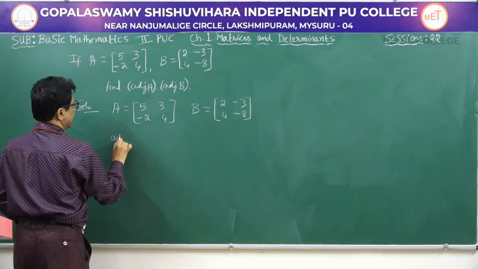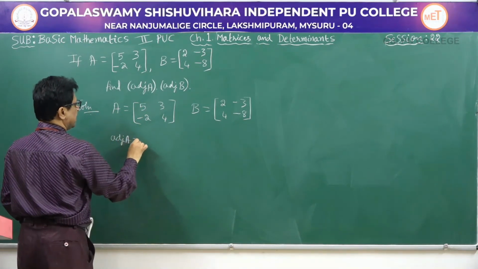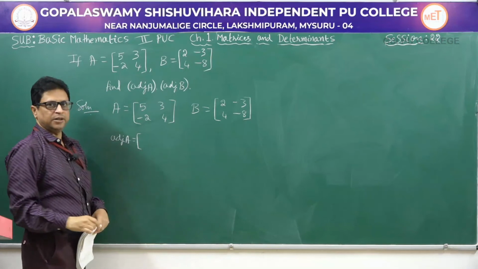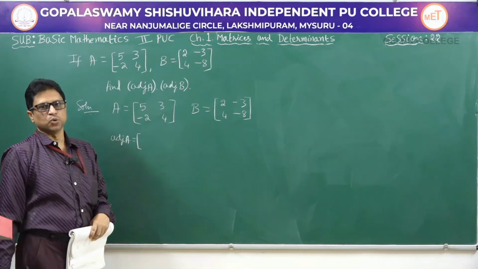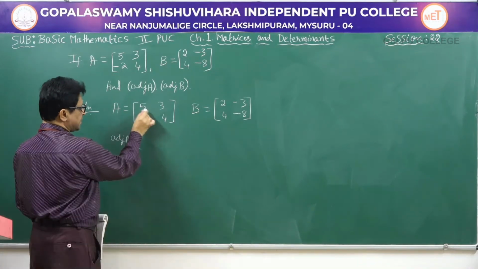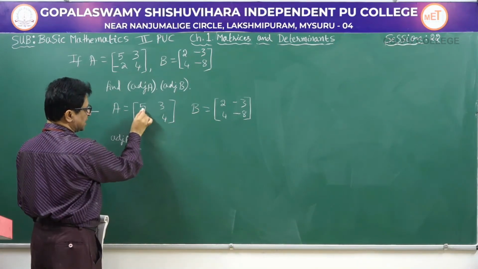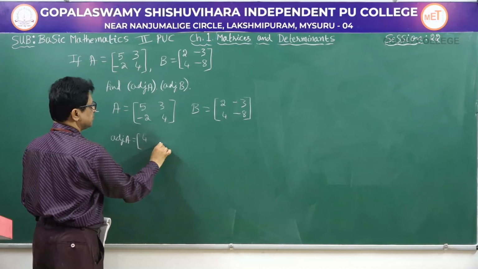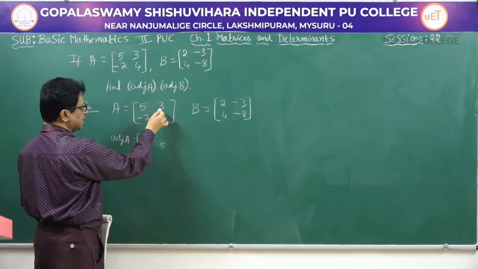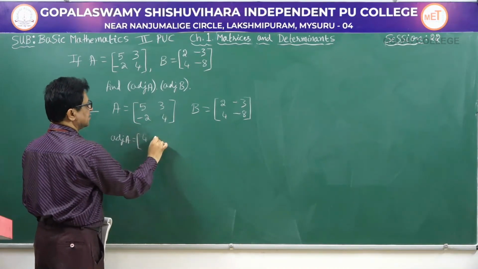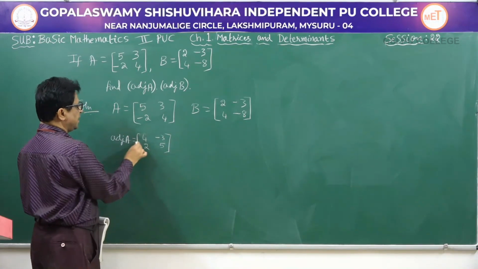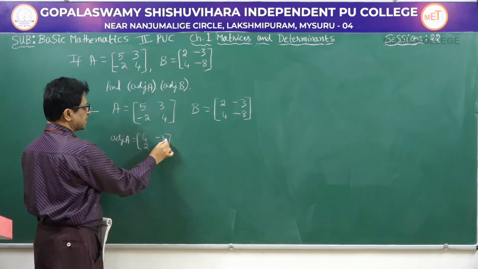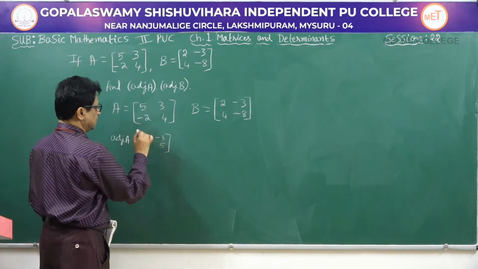Let us find adjoint A. We can find adjoint of A by inspection, because A is a 2 cross 2 matrix. Interchange the principal diagonal elements. Change the sign in the other diagonal, that is minus 3, 2. So adjoint A is 4 minus 3 2 5.